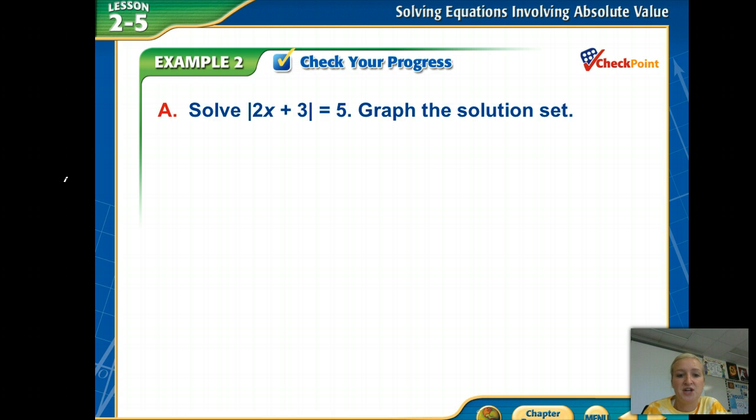So we are at another checkpoint. Pause the video, try the problem. Notice that it's set equal to a positive 5 this time. So you're going to solve it in 2 different cases, and you're going to have 2 answers graphed on a number line. So take a moment, pause the video and solve it, and we'll come back and solve it together.